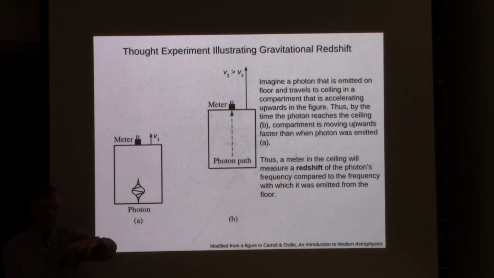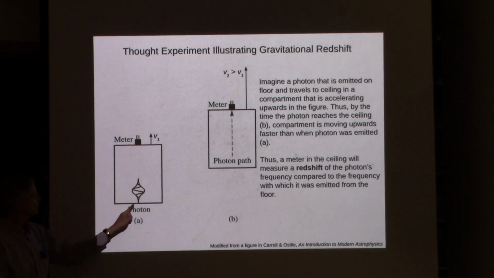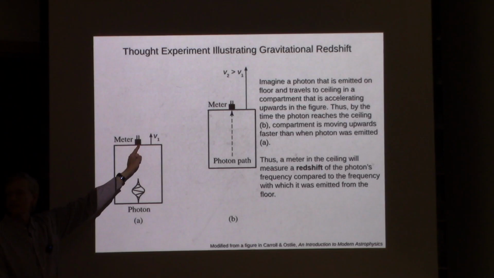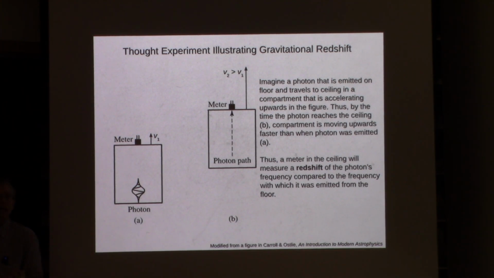So it's moving up faster and faster. The photon is moving down. So the meter on the floor, is it going to see red shift, blue shift, or no shift by the time the photon reaches it? Blue shift in that case. So this is not symmetric, right? Photons fired from the floor to the ceiling are red shifted. Photons fired from the ceiling to the floor are blue shifted. It is not symmetric. And that's because the situation isn't symmetric.